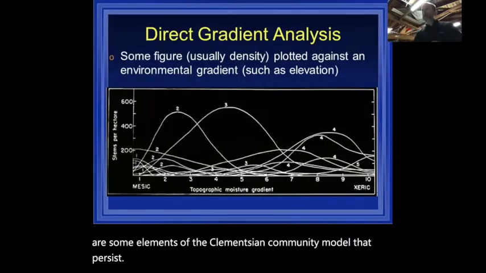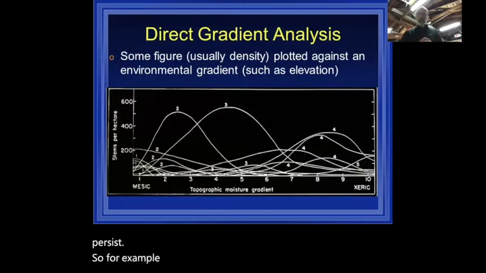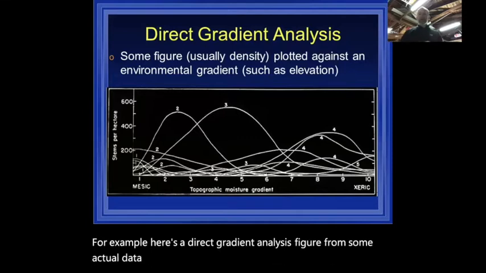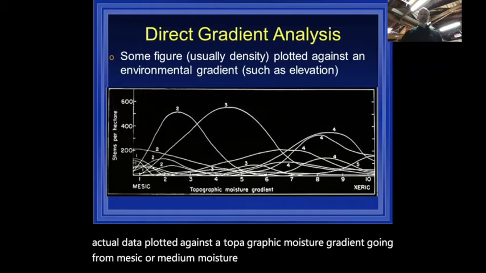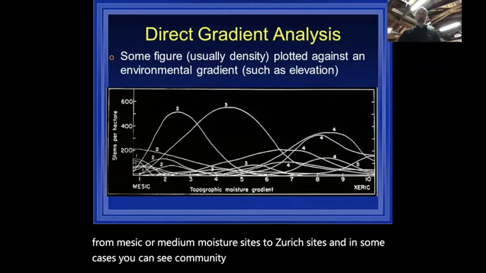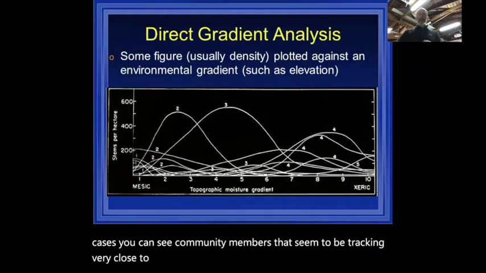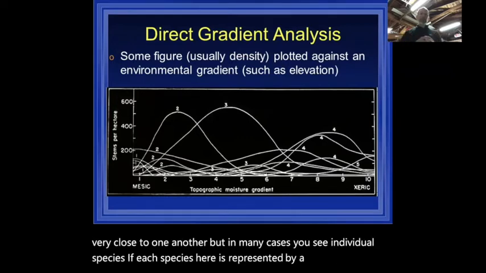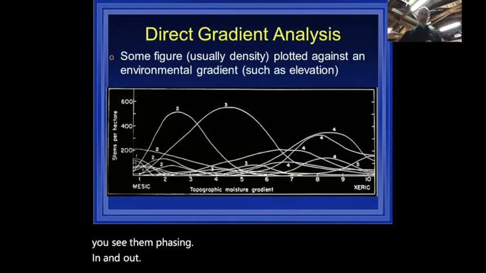So, for example, here's a direct gradient analysis figure from some actual data plotted against a topographic moisture gradient going from mesic or medium moisture sites to xeric sites. And in some cases, you can see community members that seem to be tracking very close to one another. But in many cases, you see individual species. If each species here is represented by a different number, you see them phasing in and out, kind of on their own terms.